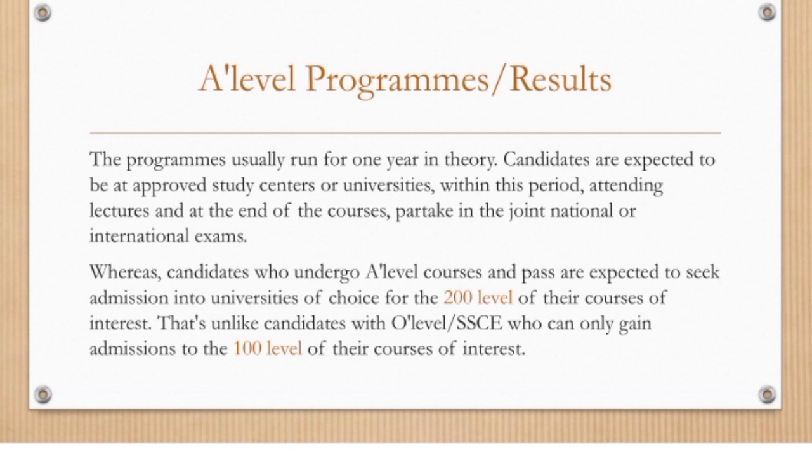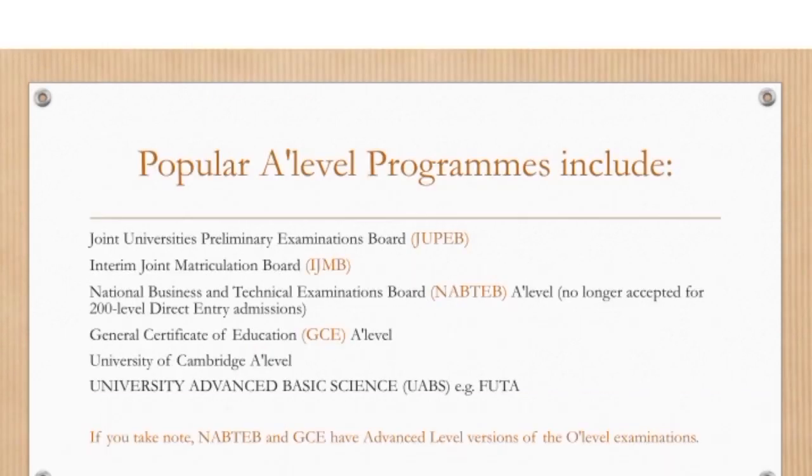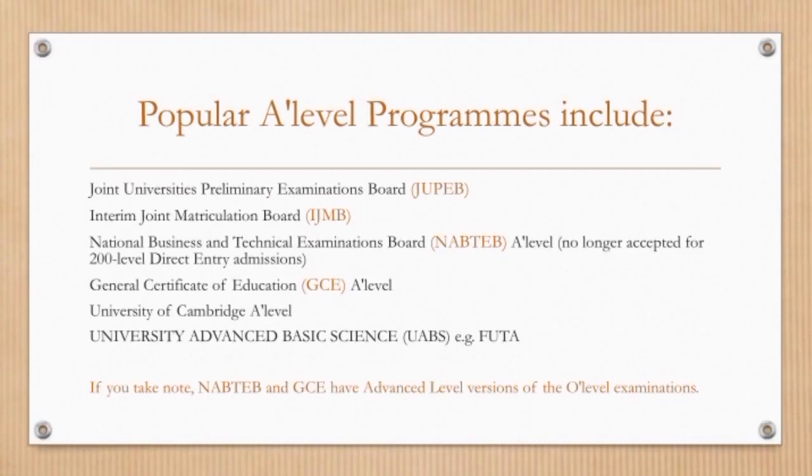And popular A level exams or programs are the Joint Universities Preliminary Examinations Board, JUPEB, the International Joint Matriculation Board, and the National Business and Technical Examination Board. Note that this is no longer what we call A level, so it's actually different from the other one. Note that this is not accepted for 200 level direct entry anymore. Then there is the General Certificate of Education, GCE A level.